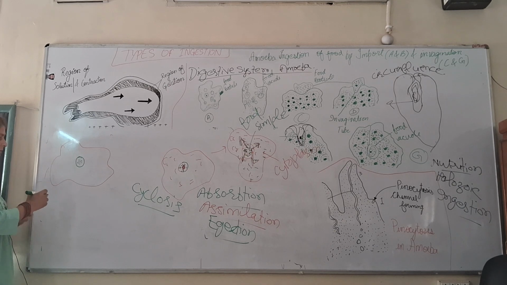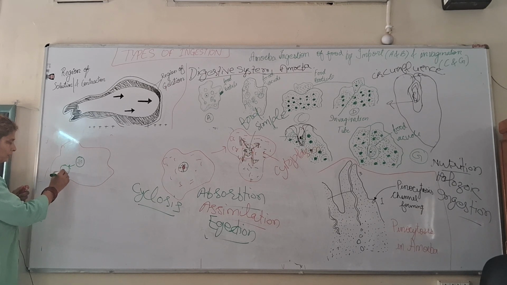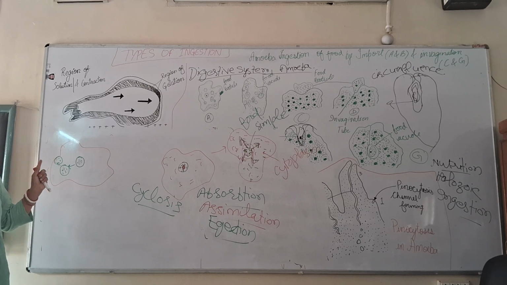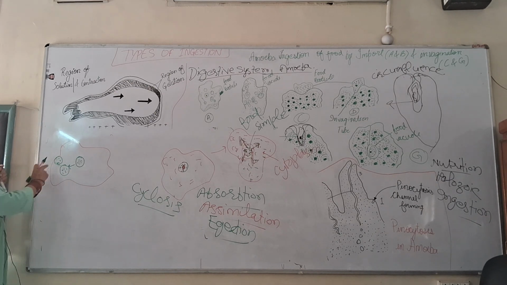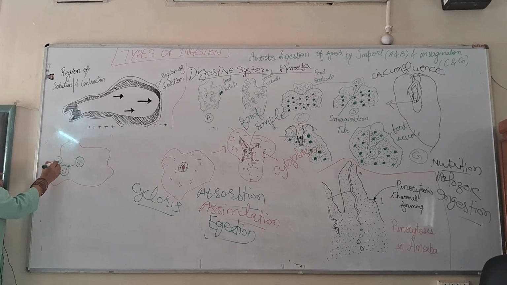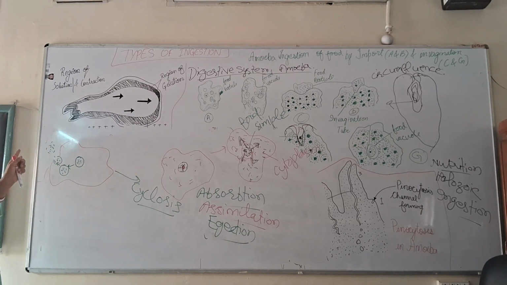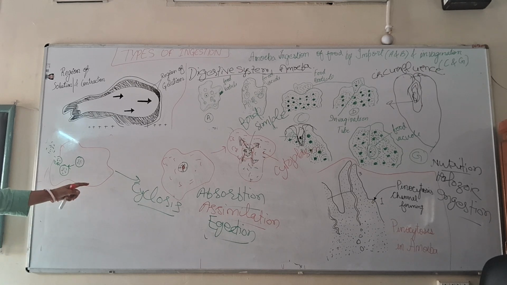With the help of cyclosis, this undigested food touches the plasma membrane from inside. When it touches here, the plasma membrane breaks down, and this undigested food comes out of the body, and the amoeba moves away from this undigested food. Now it has got rid of undigested food. This is called egestion. Now are all the processes clear to you?